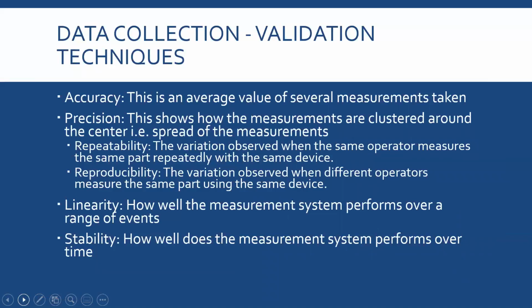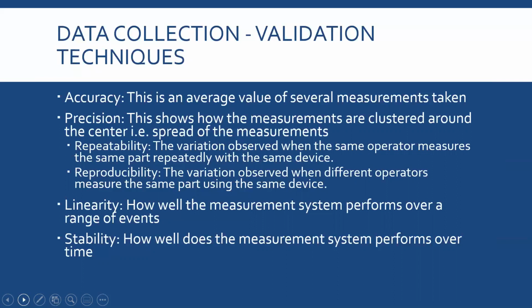We study two R's for the precision: repeatability and reproducibility. Repeatability is the variation observed when the same operator measures the same part repeatedly with the same device. Are we going to get the same result? If I measured the length of this chair twice, do you think I'm going to get the same measurement if I use the same tool?